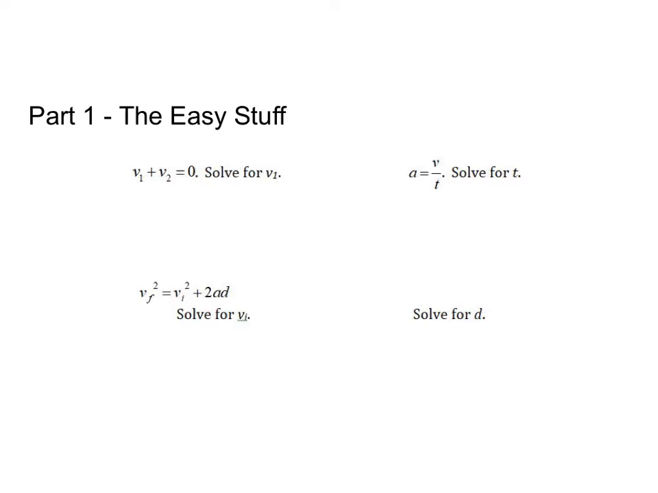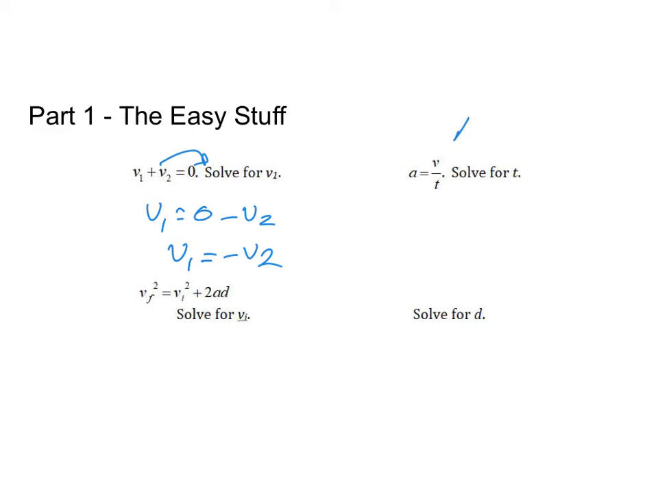So the first stuff is the easy stuff, right? Some of these equations, super easy. So right here, for the first one, I've got v1 plus v2 equals 0. Solve for v1. Oh, well, that's kind of silly. If I get v2 over here by itself, it's 0 minus v2, or v1 equals negative v2. All right, whatever. Easy one.